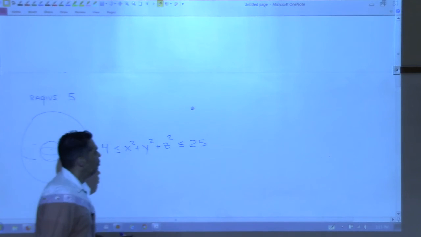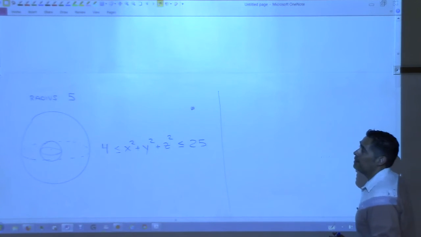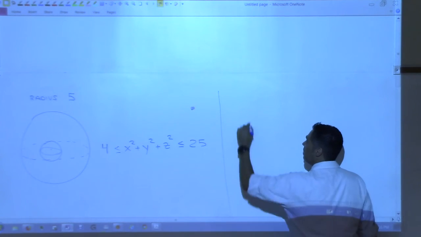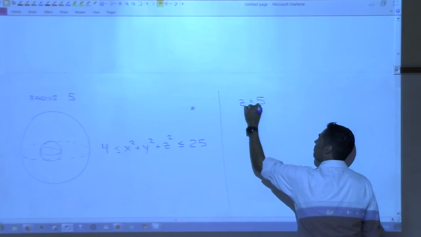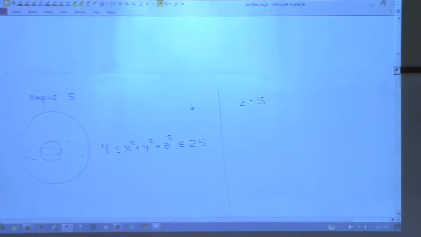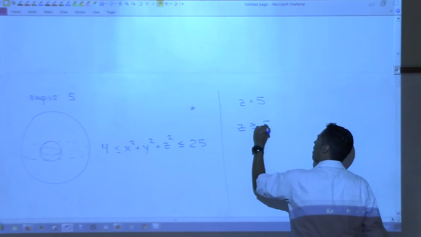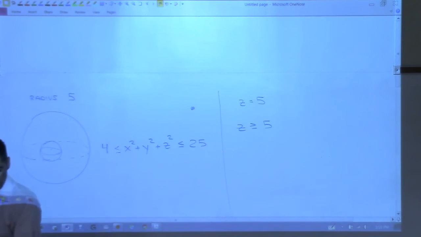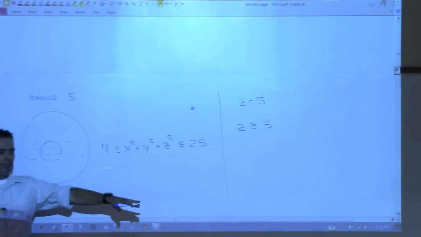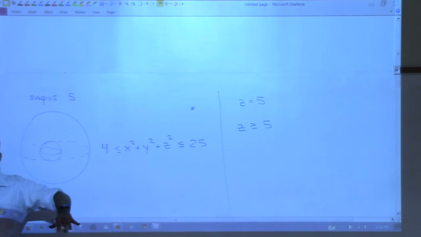Okay, what would this give you if I gave you this inequality in three-dimensional space? So if we're in three-dimensional space and I give you z equals 5, what does that give you in three-dimensional space? A plane, right? Parallel to the xy plane, right? Yes. Okay, but what if I change that to z greater than or equal to 5? What did you call it? A space. So this is no longer a flat sheet of paper. It's every flat sheet of paper from 5 up.